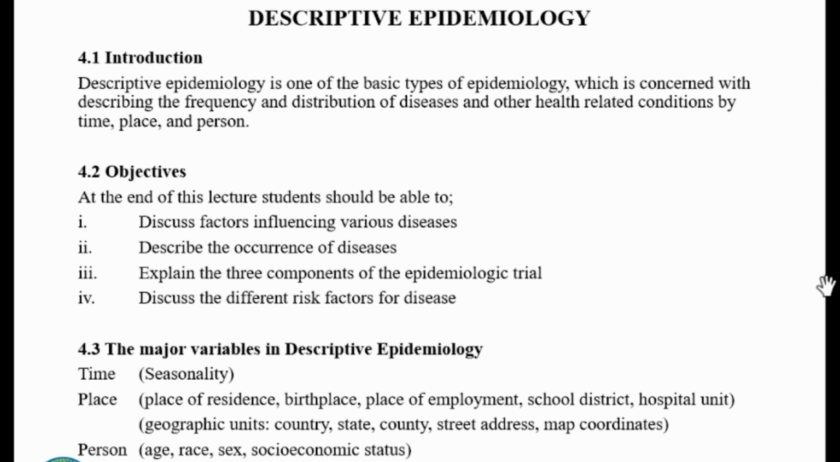But person can also be socioeconomic status. We have those with a very high socioeconomic status compared to those families with very low socioeconomic status, and that can affect their personality. That can also be a factor for exposure to a certain disease. So when we are talking about descriptive epidemiology, you need to remember time, place, and person. Who, where, and when.